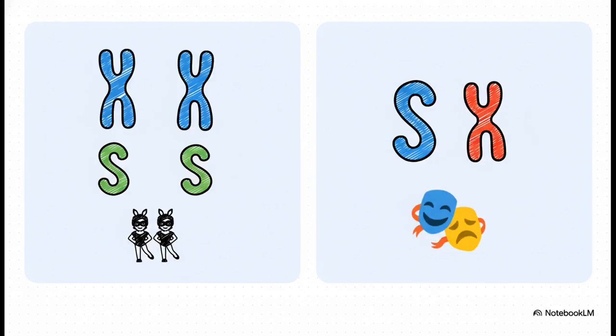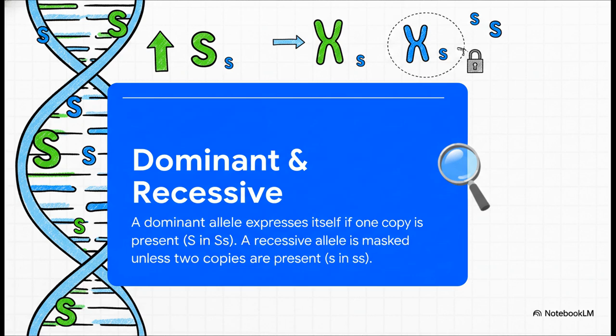Okay, next up, homozygous and heterozygous. It sounds complicated, but it's not. If an organism has 2 identical alleles for a trait, like 2 for short hair, SS, or 2 for long hair, ss, it's homozygous. If it's got 2 different alleles, like 1 of each, Ss, then it's heterozygous. See? Not so bad.